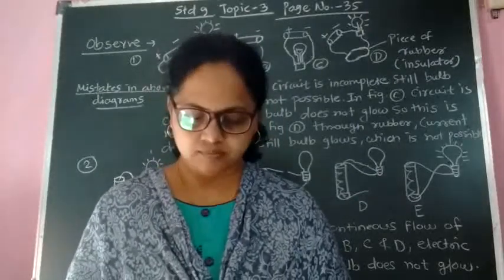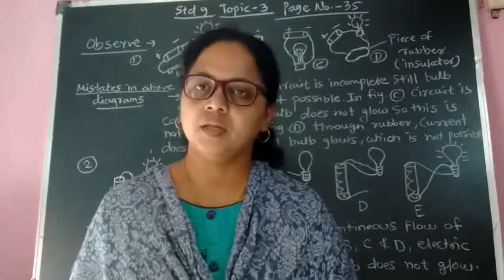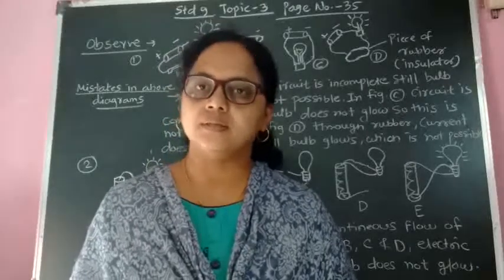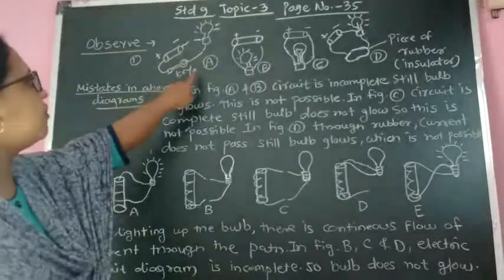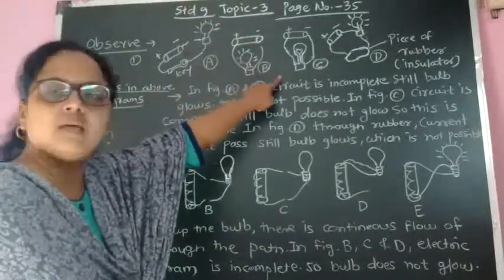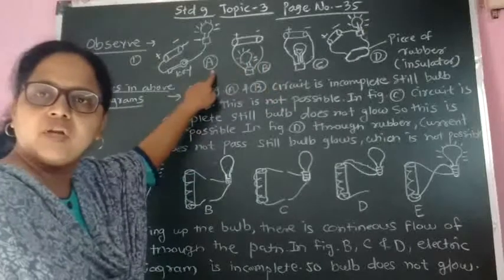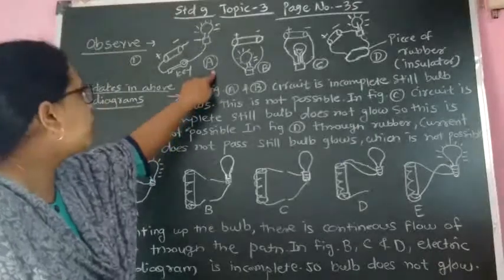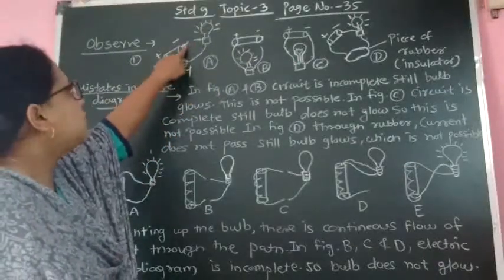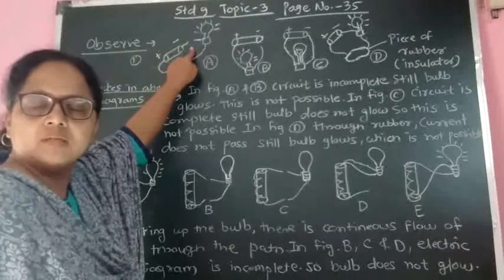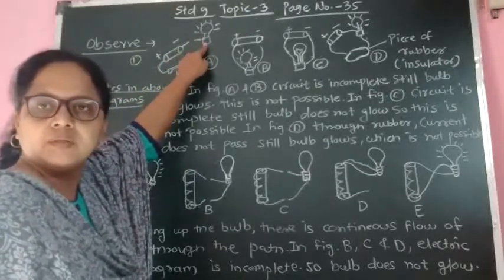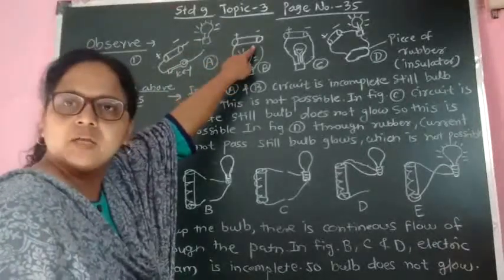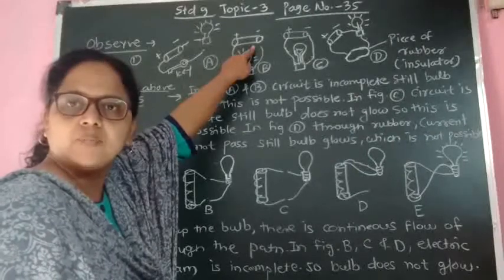Question number one: point out the mistake in the given figure. Four figures are given and we have to find the mistake in them. These are figure A, figure B, figure C and figure D. If we carefully observe these figures, we can find the mistakes. In figure A, the wire is not connected to the battery, still we can see the bulb glows. This is not possible. In figure B, this wire is not connected to the battery, still the bulb glows, which is not possible.